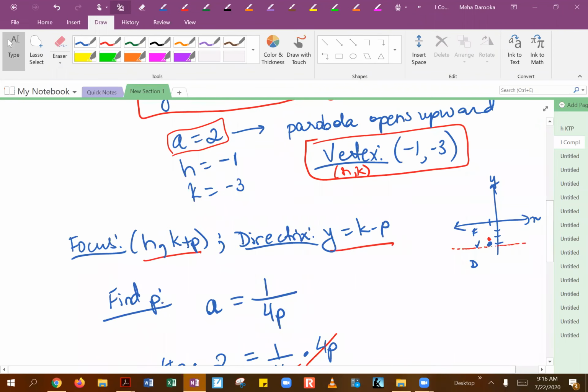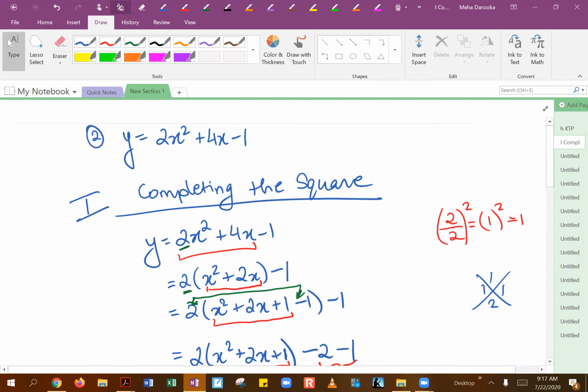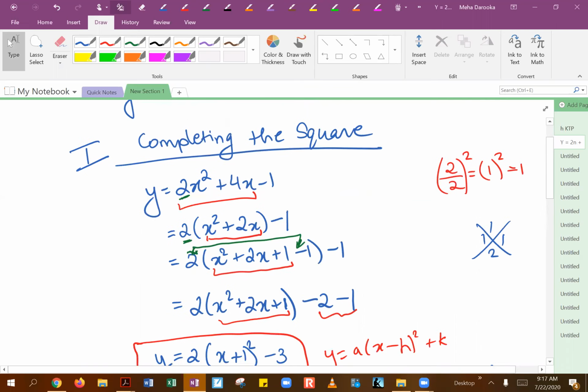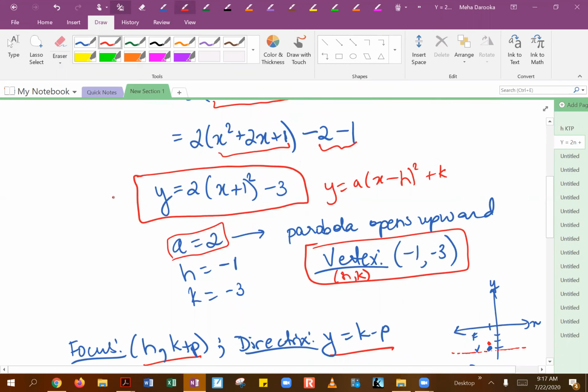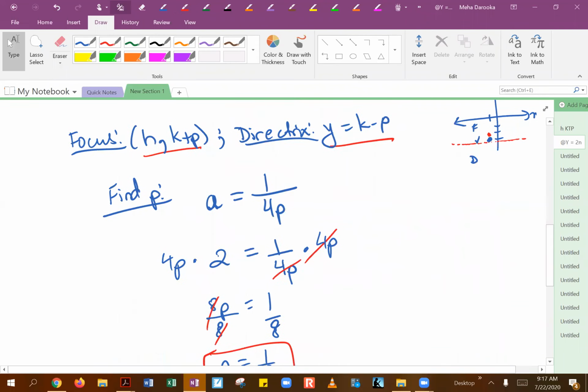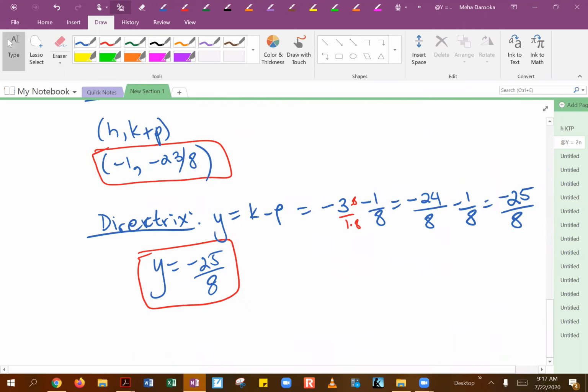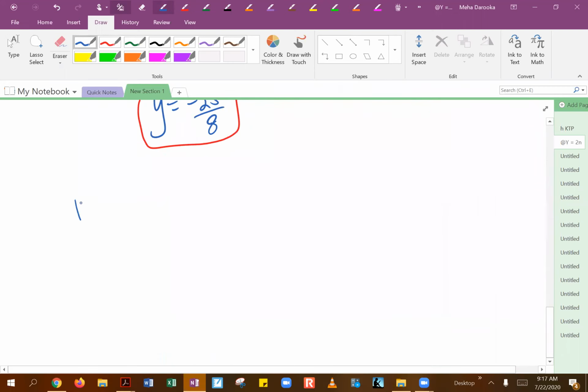Now, this process of finding the focus and the directrix is going to stay the same, no matter if you used completing the square or you do not use completing the square. The only difference is when we used completing the square, then by looking at the transformation form, we came up with our h and k values. And so then we were able to move forward with the focus and directrix. Now, they were also asking us to try and solve this without using completing the square.